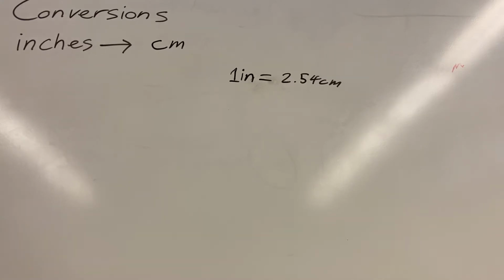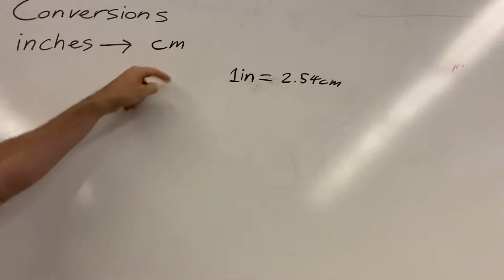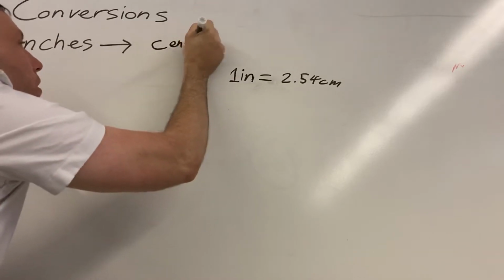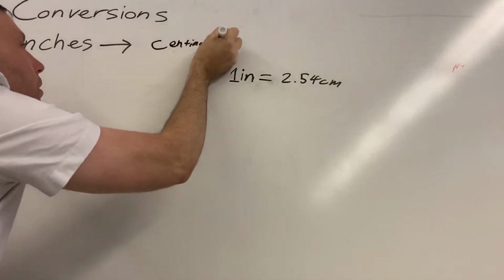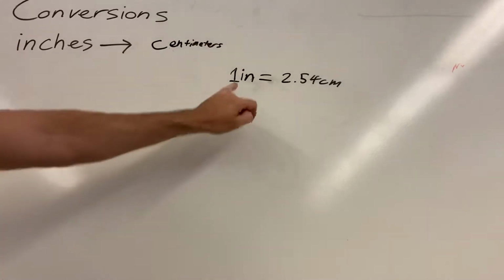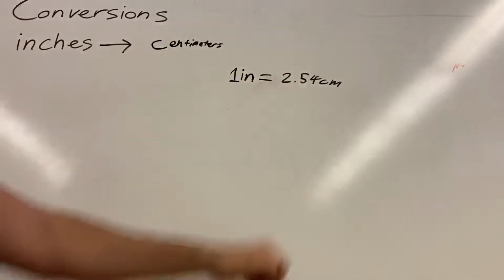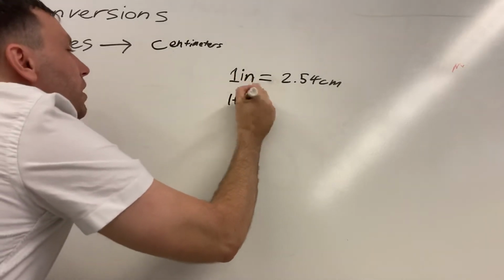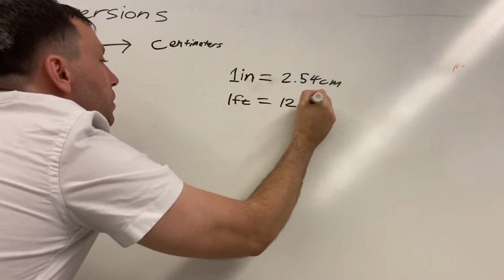Okay, I'm gonna convert my height into centimeters. Okay, we know that 1 inch equals 2.5 centimeters. And we know that 1 foot equals 12 inches.